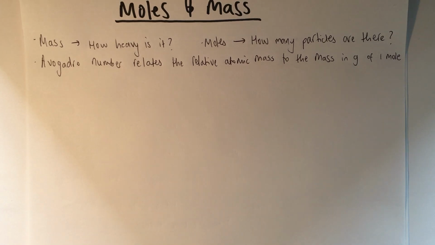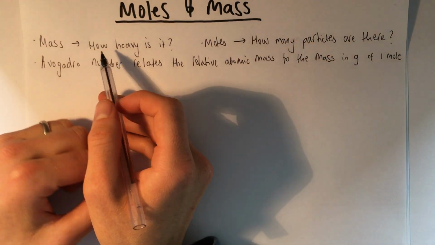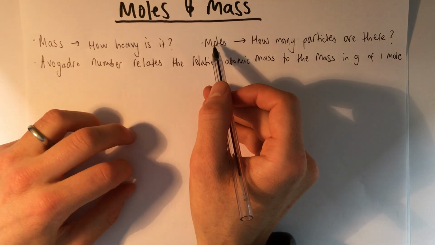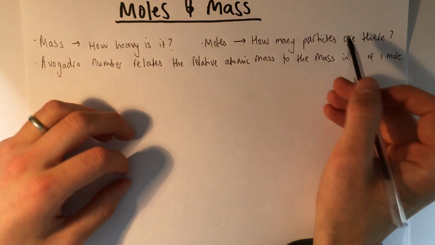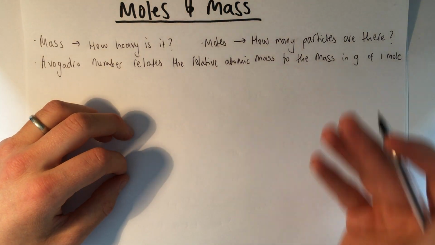This video is going to look at the relationship between moles and mass. Now, the mass of a substance is to do with how heavy it is, how much it weighs. The number of moles of a substance is to do with how many particles there are in it, how many atoms or how many molecules.